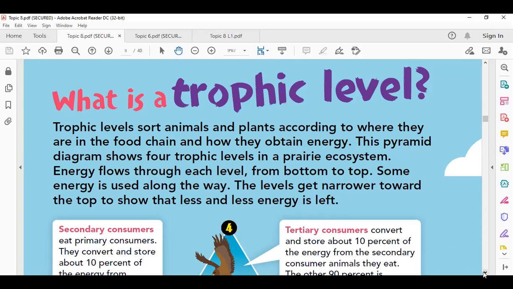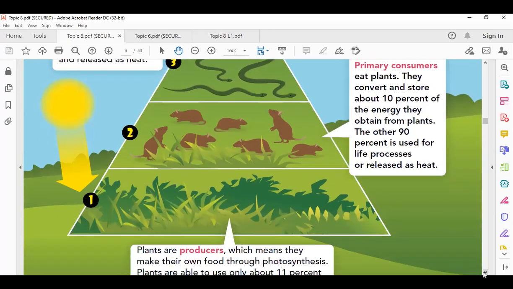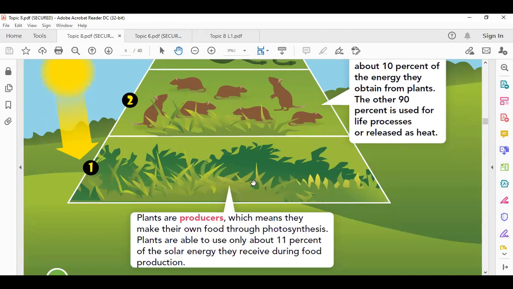Trophic levels, as you see, form a pyramid that shows the transfer of energy. At the base of the pyramid, there are always producers. They get energy from the sun and make their own food. Producers include plants, algae, and some types of bacteria, not all. But in general, the most important producers on Earth are plants, especially on land.